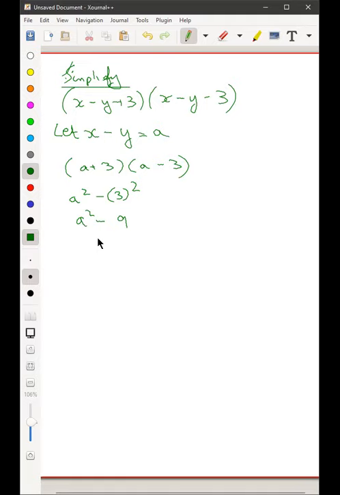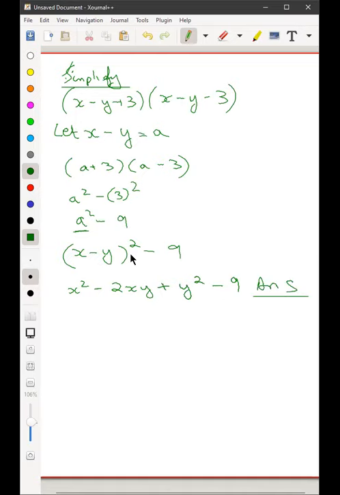Okay, then what is the value of a? x minus y, the whole thing squared minus 9. Okay, continue. Ananya, just need to expand further. Yeah, x squared plus y squared minus 2xy minus 9. That's the final answer, right?